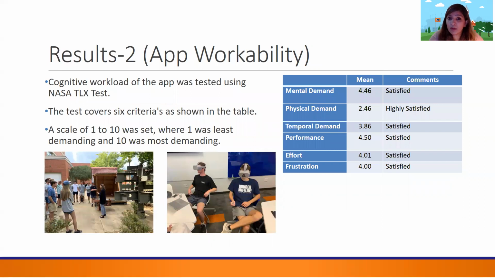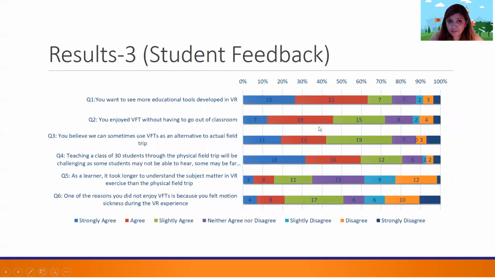We also did a workability test, and we used the NASA TLX test. That test has a scale of 1 to 10 and has 6 criteria listed over here: mental demand, physical demand, temporal demand, performance, effort, and frustration. So basically, you can measure any task through the NASA TLX test, which is explained over here in this slide. We also did a student feedback, and I would request you to consult the paper and also this presentation in order to get an understanding of student feedback.